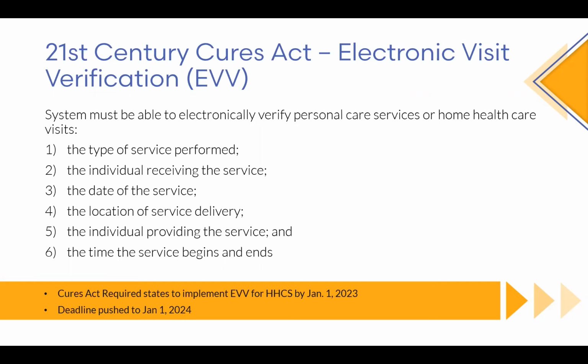The first one is the type of service provided. The second is who is the individual that is receiving the service. The third is the date. The fourth is the location. Fifth is the caregiver information, who is providing the service. And the sixth is the start and the end time, also known as check-in and check-out time. If we have all these attributes available, then we can run them through the verification engine and make sure that it's all very consistent.